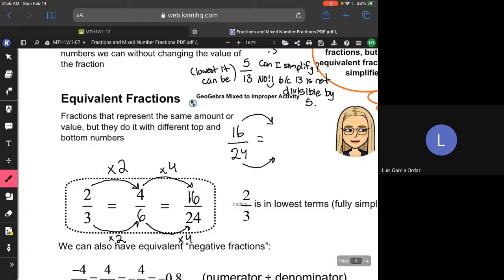Pick a number. 10? Someone say 10? Shireen, pick a number. Multiply by what? Okay, we'll multiply by 2.